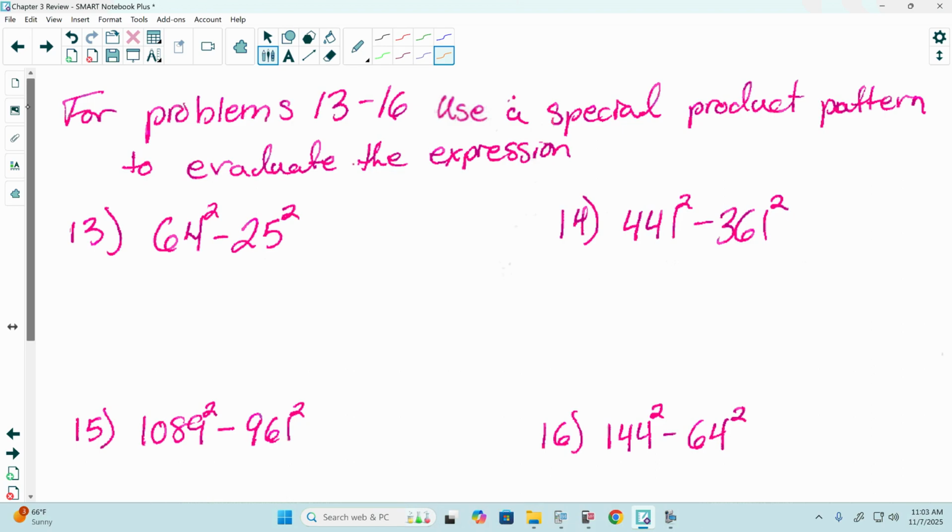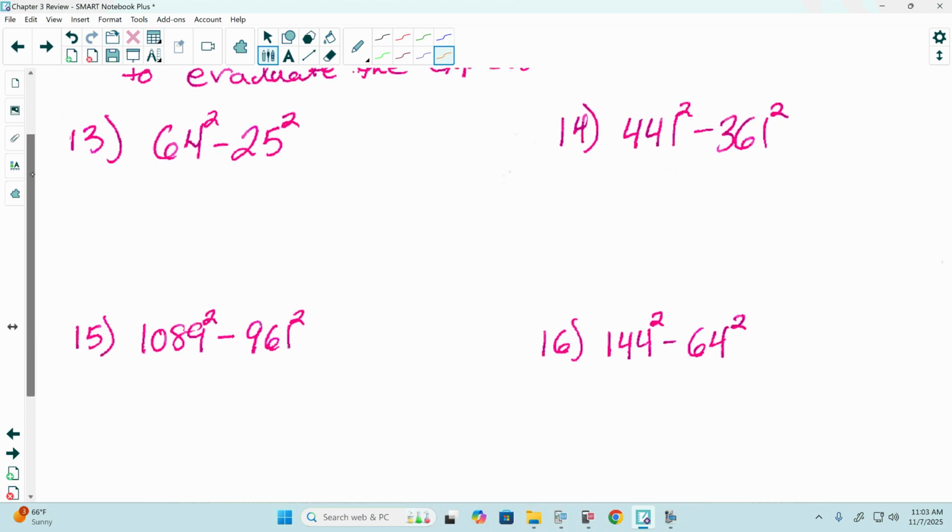All right, we'll move on to the next set, 13 through 16. Which one of these do y'all want to look at? 13? So 13, we can use the pattern we just had. A squared minus b squared is equal to a plus b times a minus b. So we could say this is the same as 64 plus 25 times 64 minus 25.